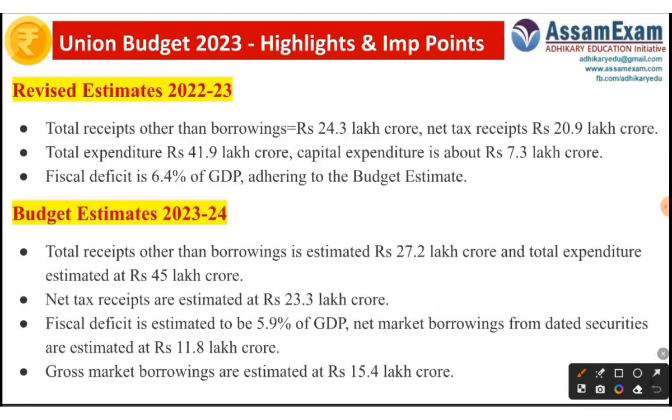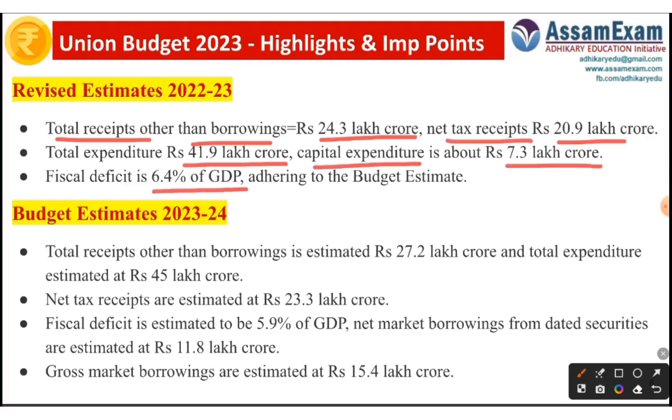Then the revised estimate for the financial year 2023: total receipt other than borrowing is 24 lakh crore. Net tax receipt is 20.9 lakh crore. Total expenditure is 41.9 lakh crore. Total capital expenditure is about 7.3 lakh crore. Fiscal deficit comes at 6.4% of the GDP, which is as per the budget estimate.